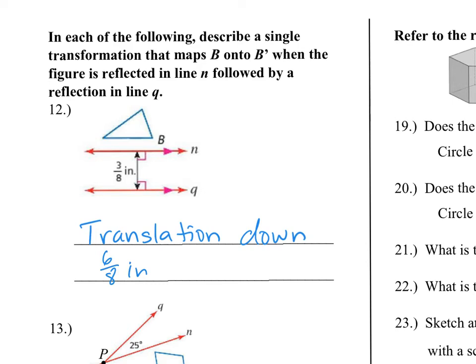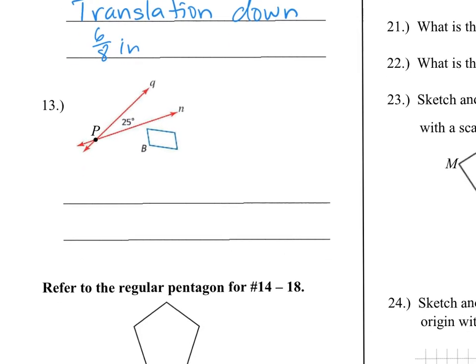Okay, so that composition of translations in parallel lines results in something you could get the same result by doing a single translation. Tell the direction, and then how far. All right, and then number 13, same thing.